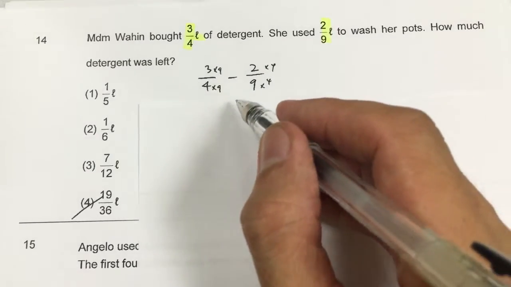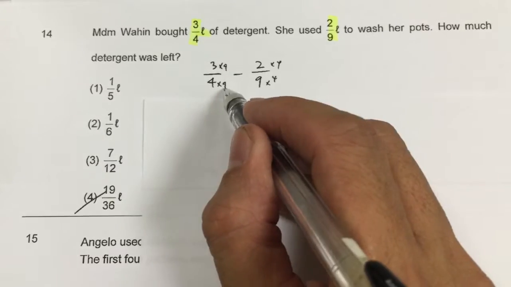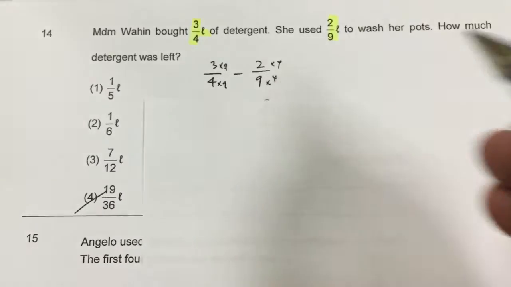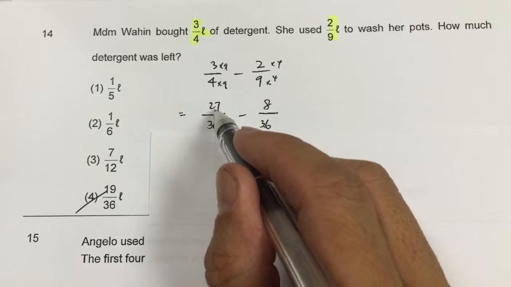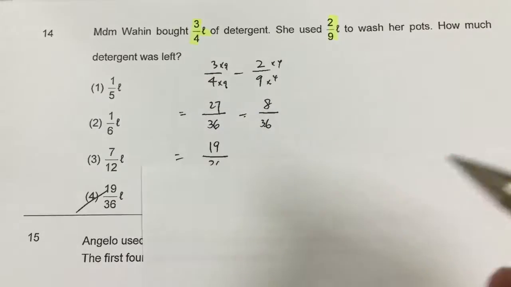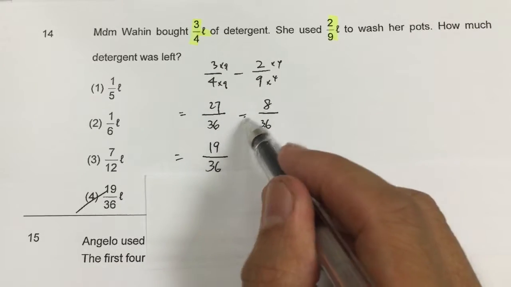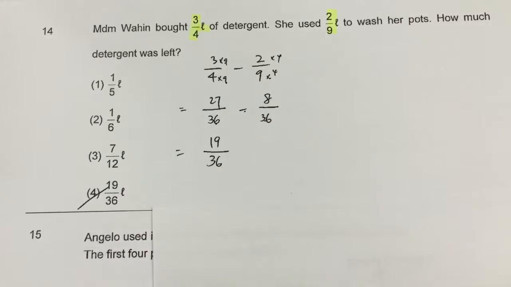Change to the same common denominator. Times 9 here, and here I times 4. I have 27 minus 8 over 36. 27 minus 8 is 19. Answer: 19 over 36 liter.